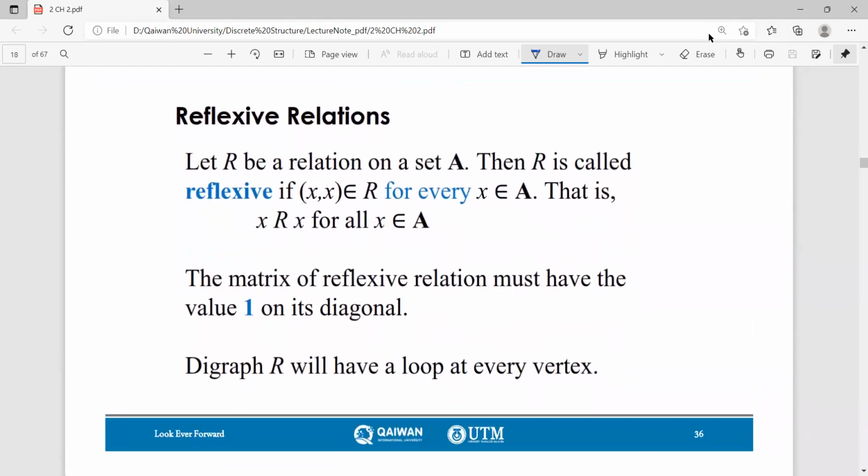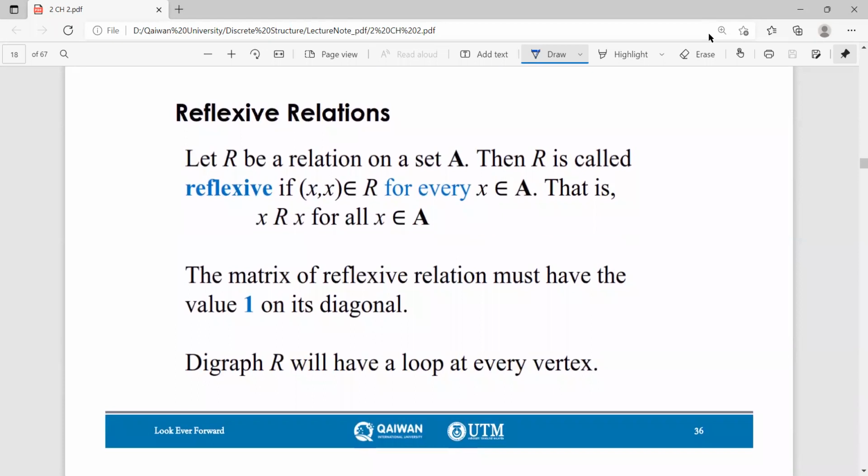First, we have reflexive relation. We say, let R be a relation on a set A. Then R is called reflexive if (x, x) is in R. That means for all elements in A, we have a relation from any element to itself. For all elements in the set, we have a relation between a member of A with itself.